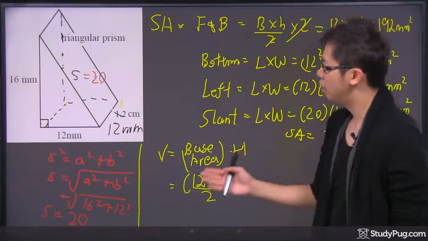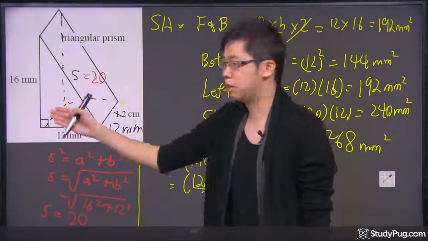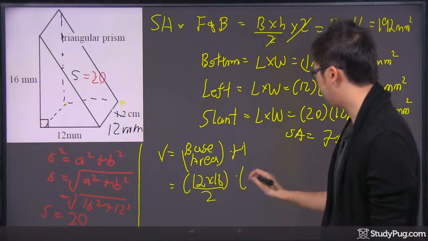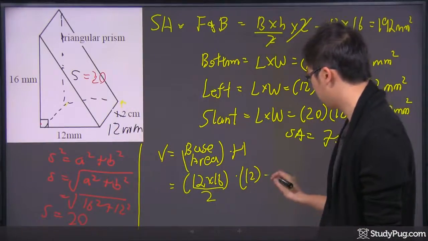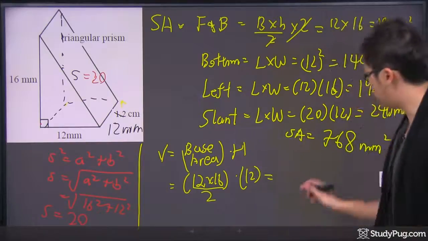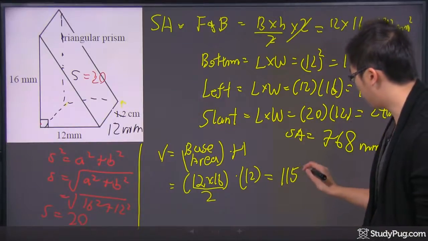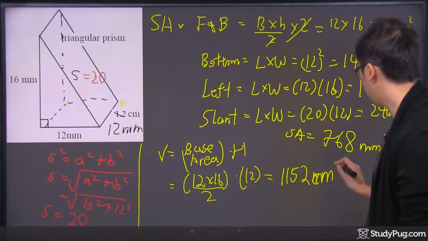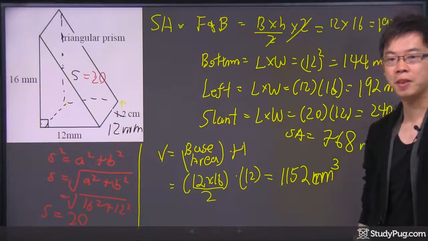Now the height, if you treat this side as a base, then the height is going this way. Okay? Then the 12 is the height in this question. Okay? So the volume for this one at the end is going to be 1152 centimeter. Oh, it's a millimeter cube. Okay? And that's it for this question.